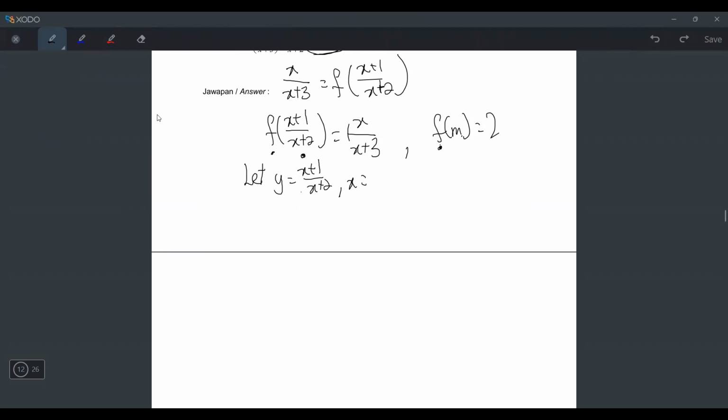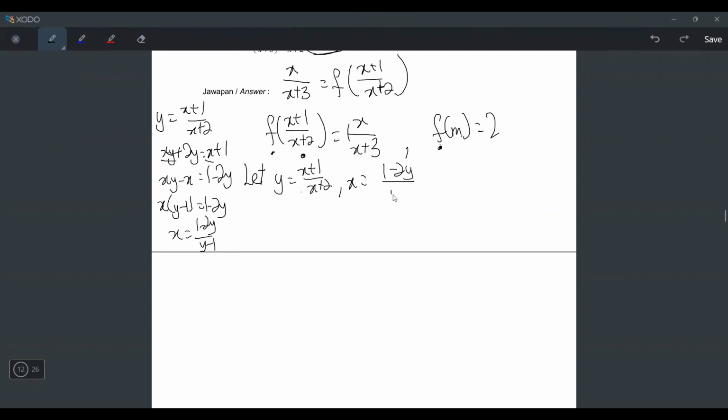How to find x? We already let y equals to this bracket, which is x plus 1 over x plus 2, and you try to move things to find x. Y times x is xy, and then plus 2y equals to x plus 1. And I want to find x, so put the x terms together: xy minus x equals to 1 minus 2y. Factorize x, it will be x times y minus 1 equals to 1 minus 2y, and then x equals to 1 minus 2y over y minus 1. So x equals to what? 1 minus 2y over y minus 1.